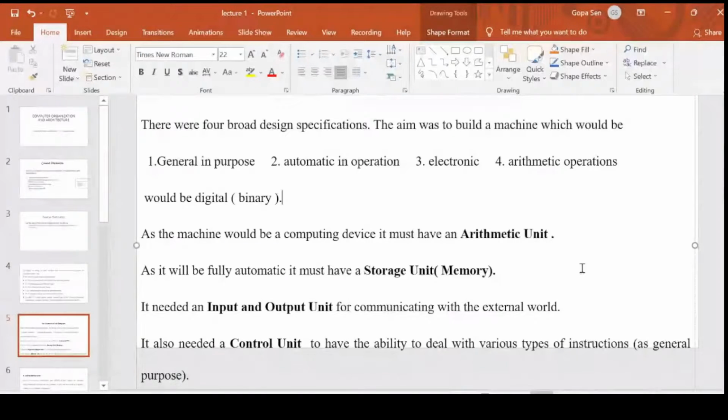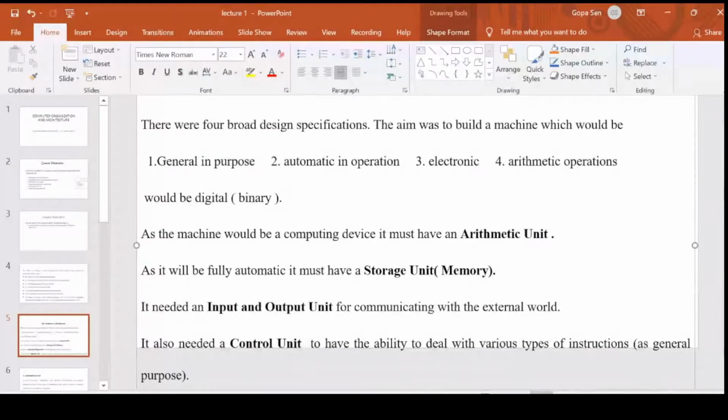The machine must have an arithmetic unit to perform arithmetic operations, which will be binary. Second, as it is fully automatic, it must have a storage unit, generally termed as memory. As it is a general purpose machine, it must have a control unit which will instruct the machine to follow the different steps to execute different operations. And it must have an IO unit to communicate with the external environment.